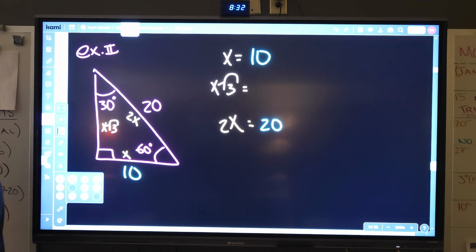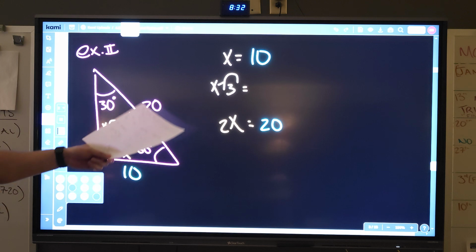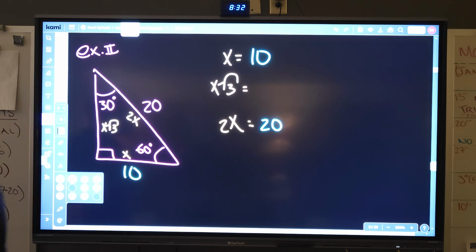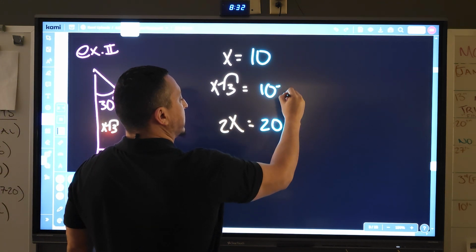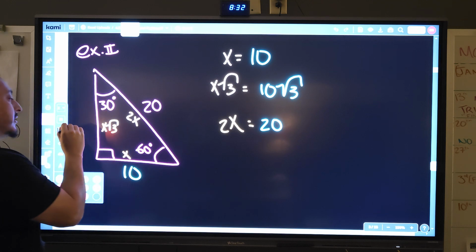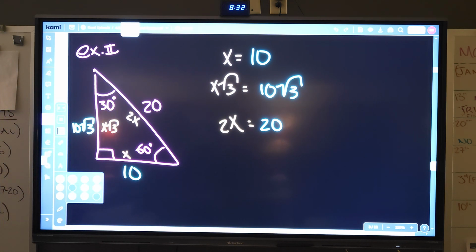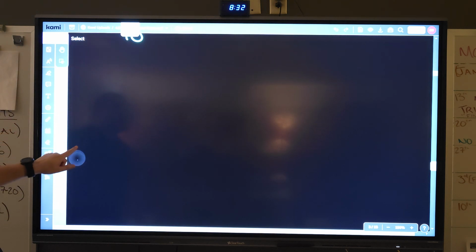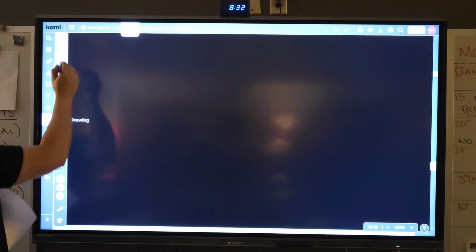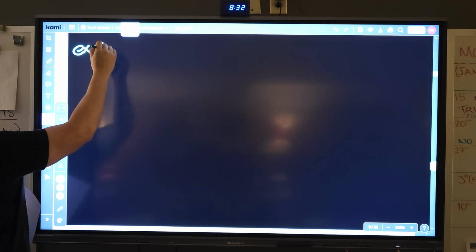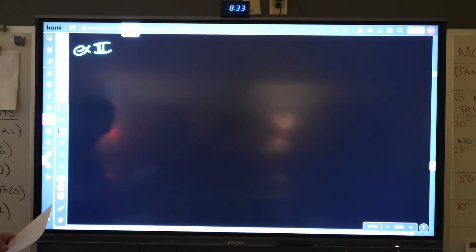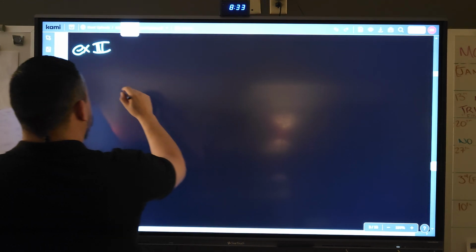This side is 10. And then super simple again, x is 10, so this side is 10 square root of 3. Once you get how the pattern works, they're meant to be shortcuts, so you can do them faster than using SOHCAHTOA. Okay, let's do one last one.